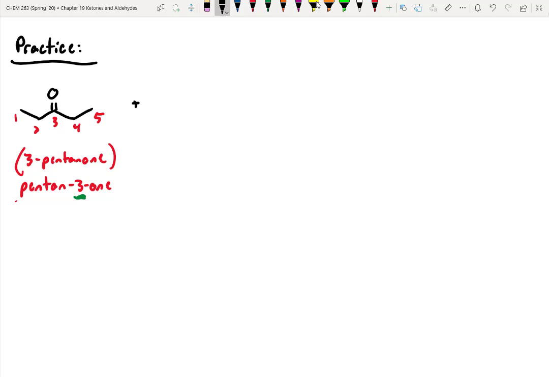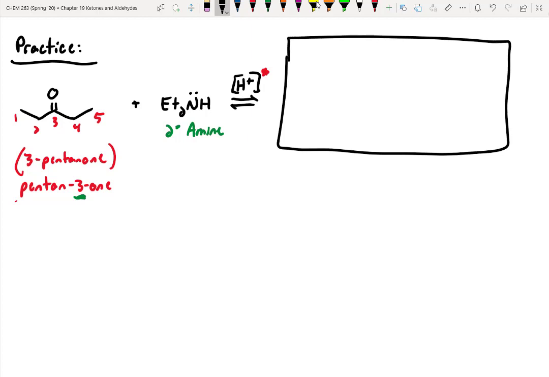All right. Either way, you can react this with something like diethylamine, where you have two ethyl groups attached to one nitrogen. I'll just write that as Et2NH. And we can again imagine that this is going to be treated with acid under buffered conditions. And when I look at this, the first thing I immediately do is I say, well, this is a secondary amine, which means if we're trying to predict what our product should be, secondary amines will always give you an enamine, meaning we should get a carbon-carbon double bond, not a carbon-nitrogen double bond.